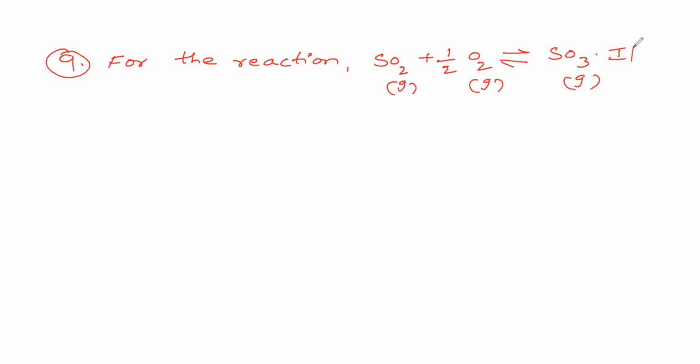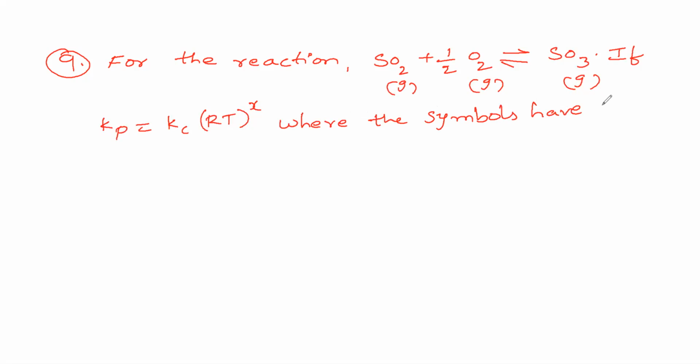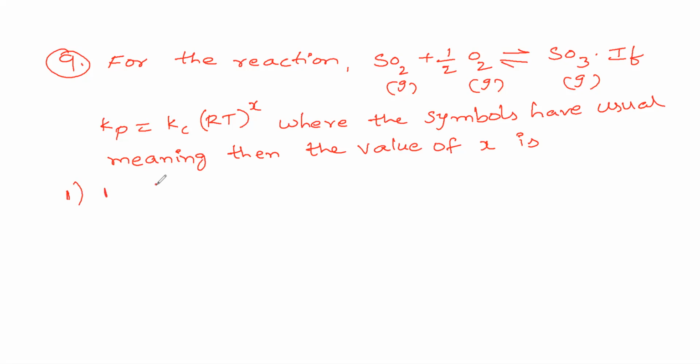If Kp is equal to Kc (RT) whole to the power of X, where the symbols have the usual meaning, then the value of X is: first option 1, second option -1, third option -1 by 2, and fourth option +1 by 2.